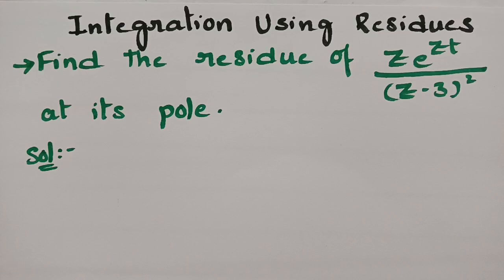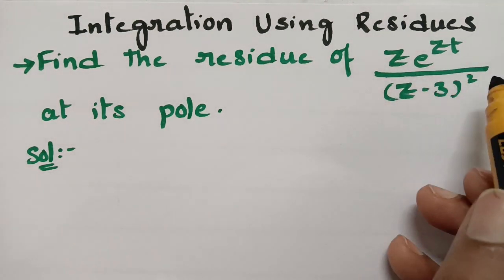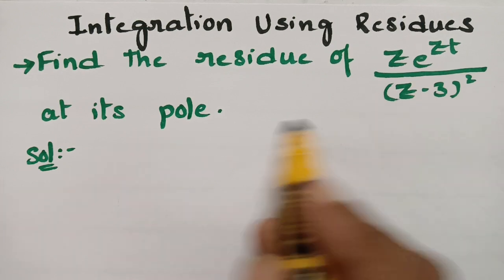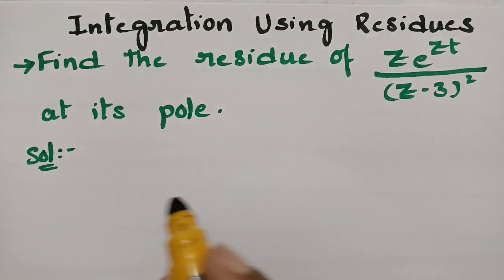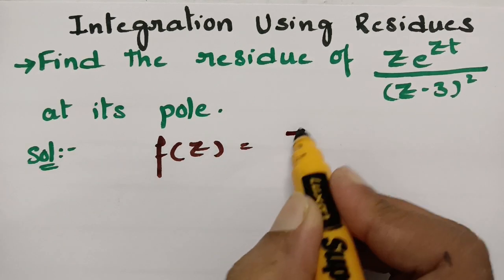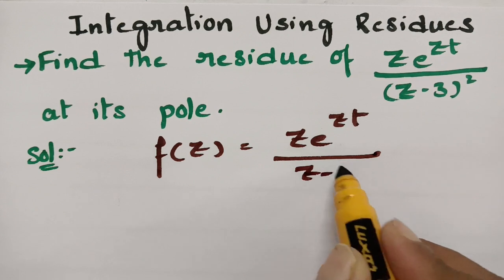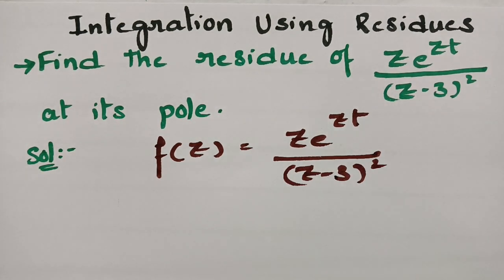Today's video is on integration using residues. We are going to find the residue of the function z e^(zt) / (z-3)^2 at its poles. First of all, what is the function given? f(z) is given as z e^(zt) / (z-3)^2.